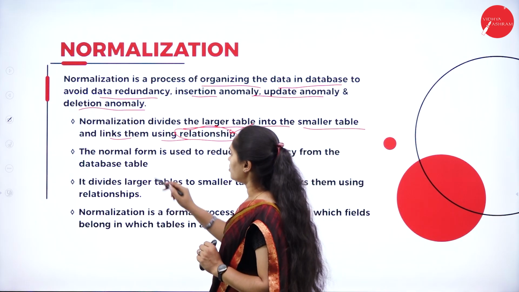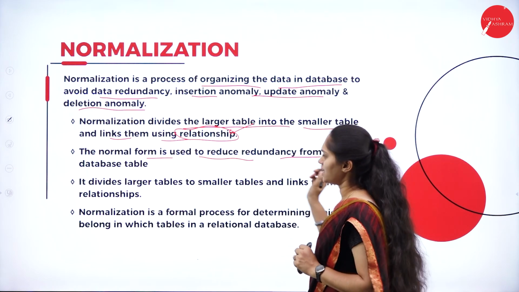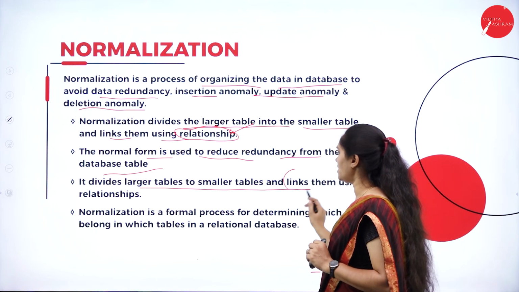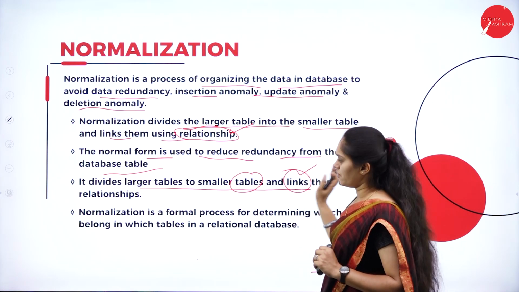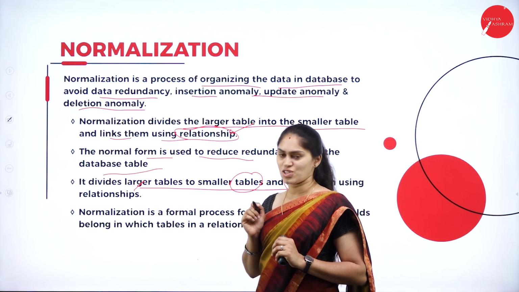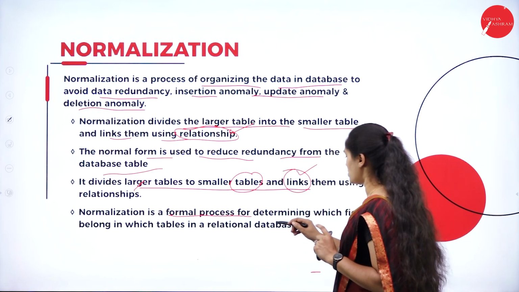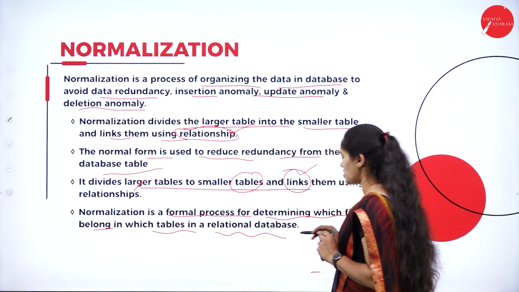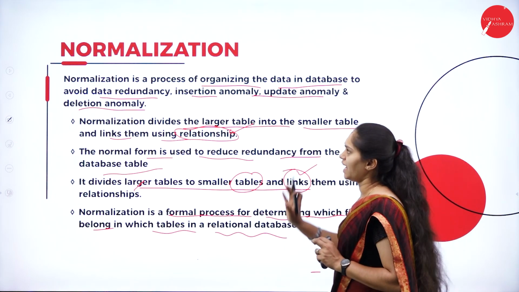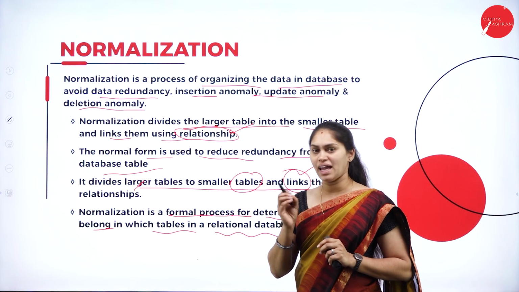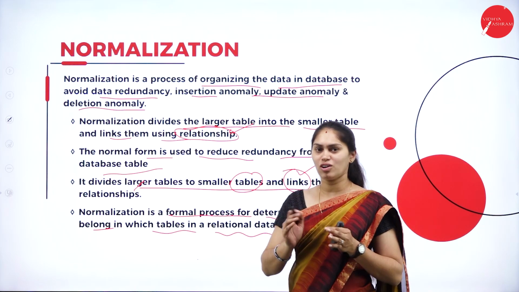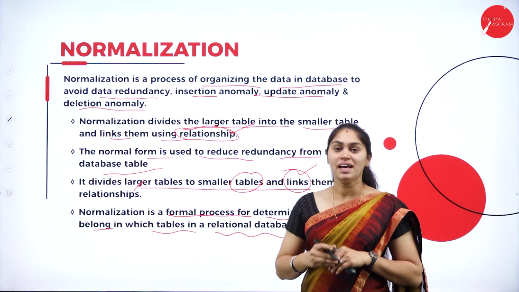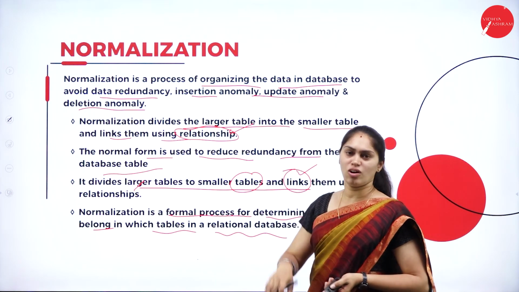So the normal form is used to reduce the redundancy from the database table. Mainly we are going to divide the table into a number of tables, which will be linked with the help of relationships. It's a formal process for determining which field belongs in which table in a relational database. So with the help of normalization, we will be able to get to know which column belongs to which table, and how they depend on each other. That is what we will be able to understand with the help of this normalization.